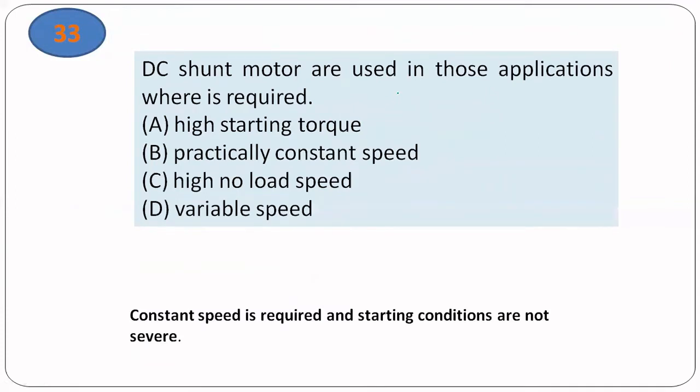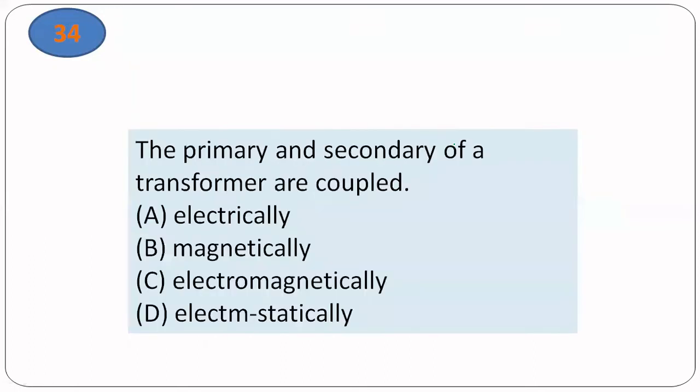So DC shunt motors are used. As we know that DC shunt motors are generally used wherever constant speed is required and static conditions are not severe. Not severe means the load demand or the torque demand is not high. In such cases we have to use DC shunt motors. They are practically constant speed motors.